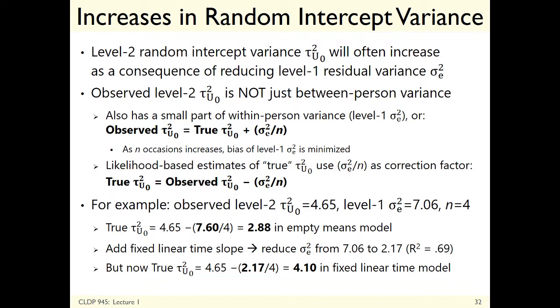Number 2, the other reason I point this out is because there may be instances in which you run your empty model and you get an ICC of exactly 0. And so you think, well, I don't have any between variance. I don't have to worry about it. I don't need a multi-level model. I only have one level of variation.